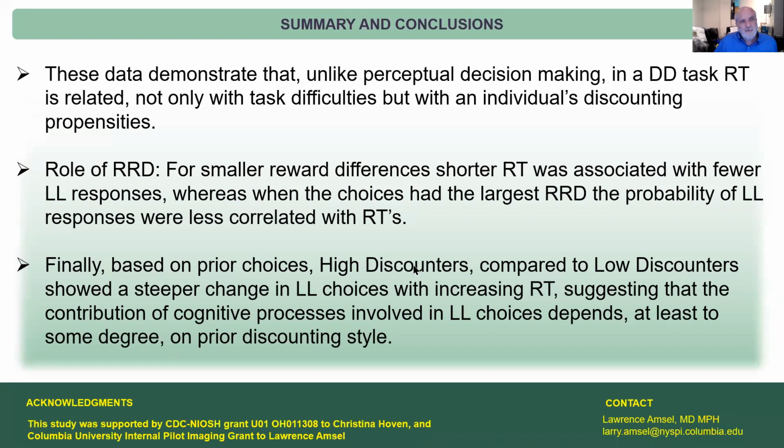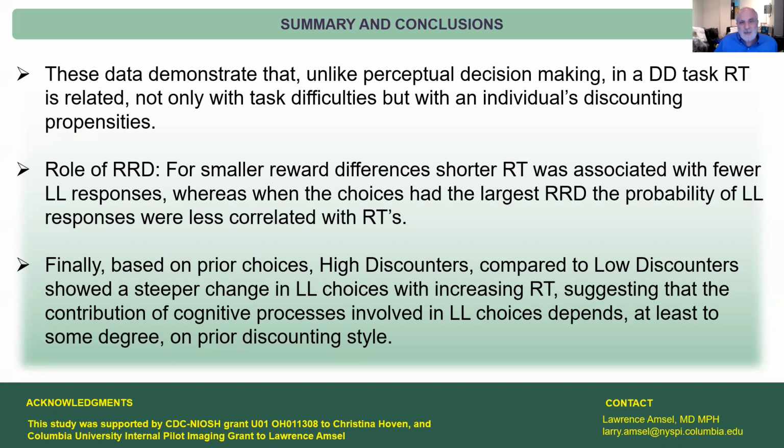So the conclusions in summary are that, unlike perceptual decision-making, in a delay discounting task reaction time is related not only to task difficulty, but also to an individual's discounting propensity. For smaller reward differences, shorter reaction time was associated with fewer LL responses, whereas when the choices had the larger RRD, the probability of an LL response was less correlated with reaction time.